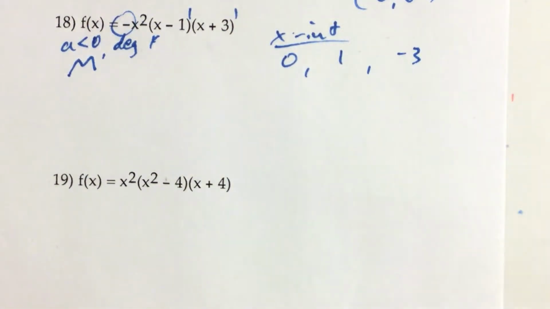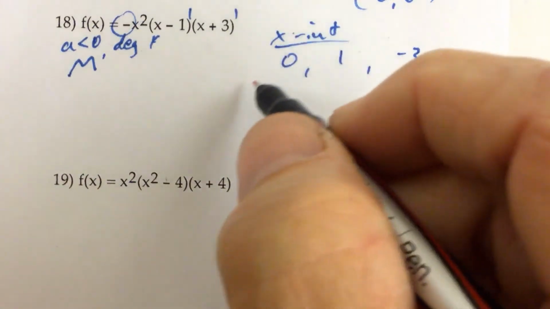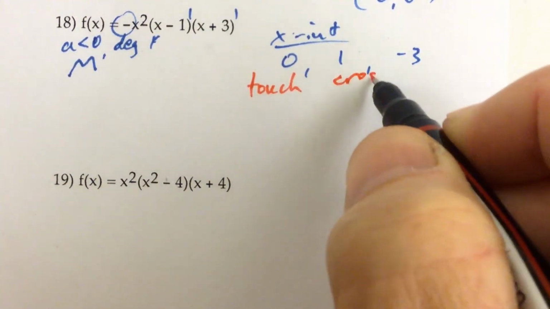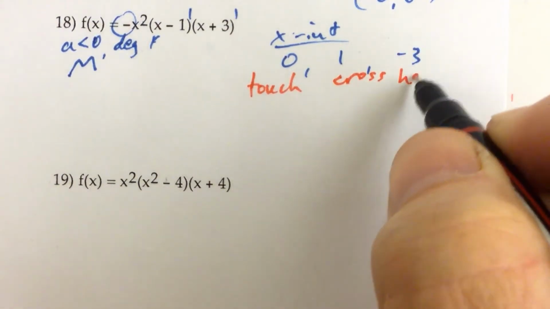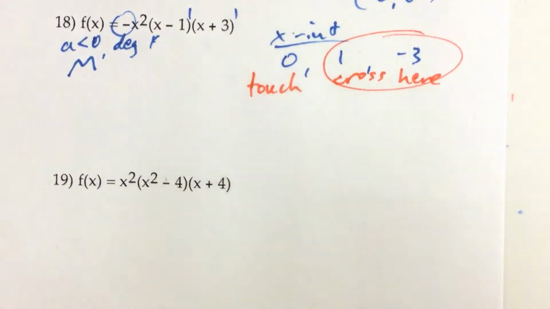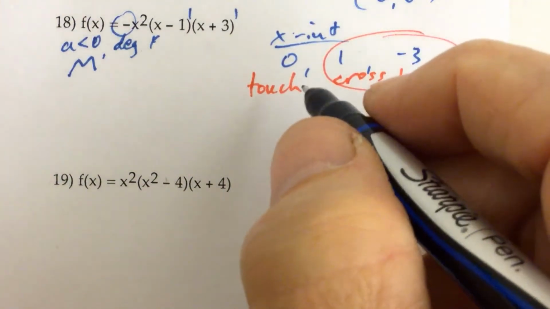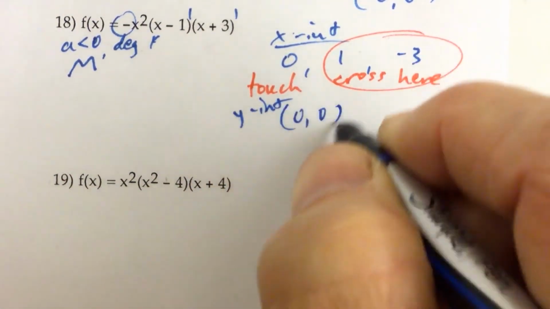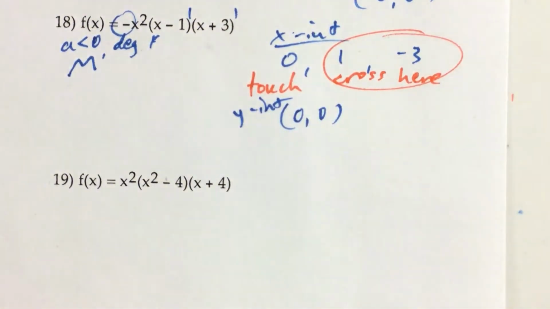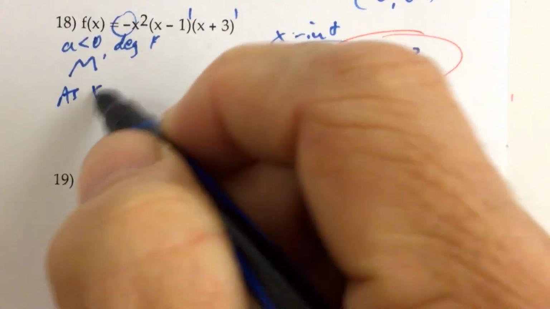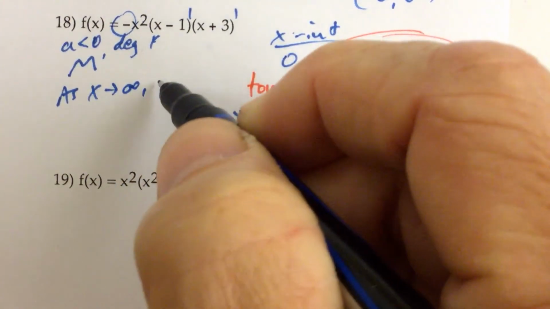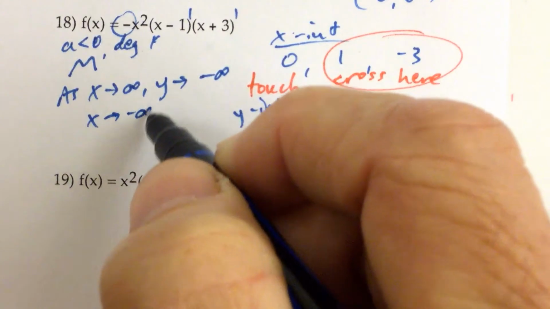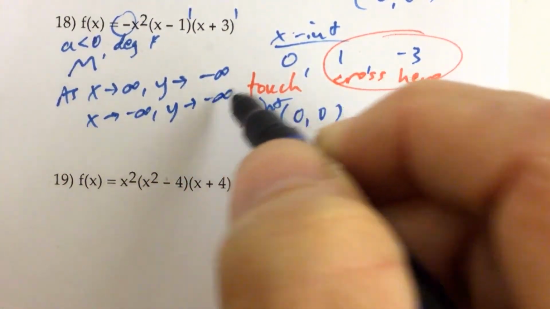And what do we do? At 0, since the multiplicity is 2, we're going to touch the x-axis at 0, and then cross at each of these. Cross here at both of those. The y-intercept, if x is equal to 0, y is 0. So we don't have any work to do there. We already talked about that. And then again, as x moves to the right, y goes down. As x moves to the left, y goes down again.